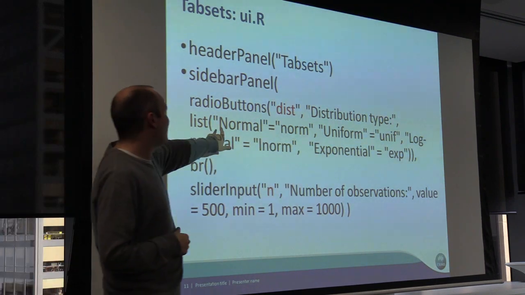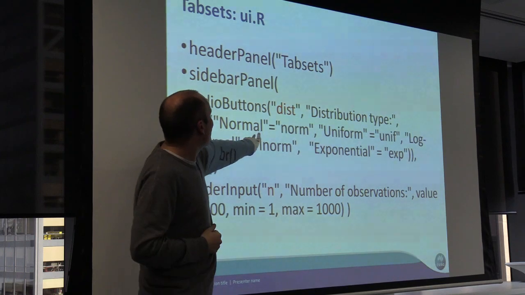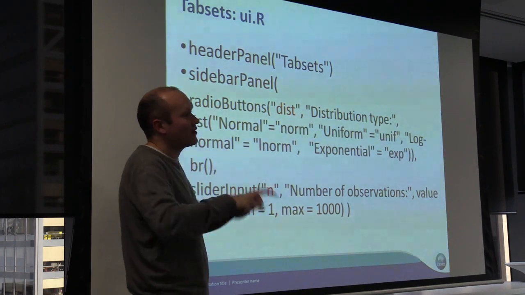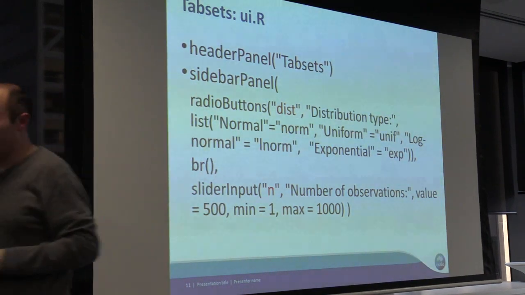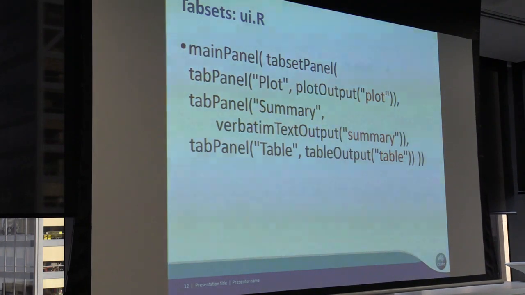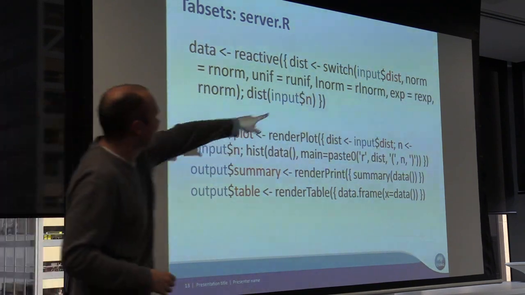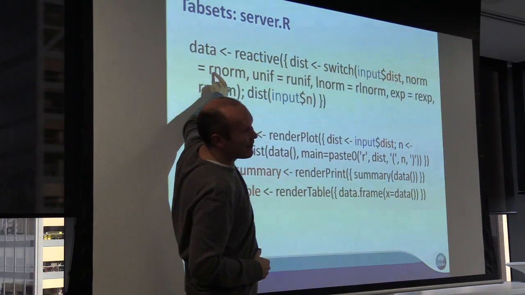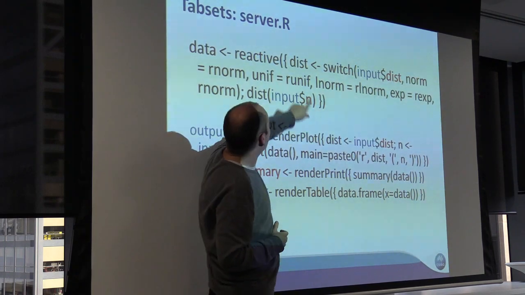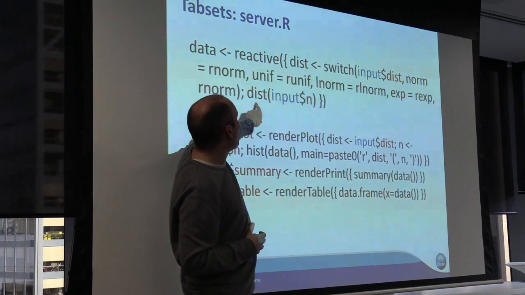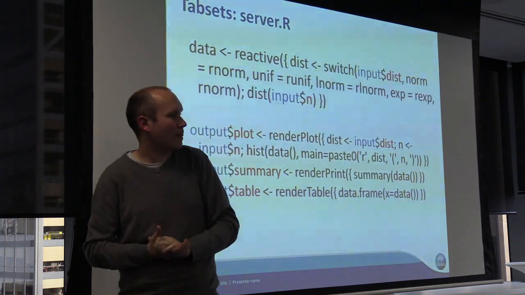Yeah, so this thing, excuse me, I'm losing my voice. So, for example, where it says Normal there with the capital N, that's what actually appears in the web browser. And that relates to this string norm here. And then, in turn, that's relating to this norm here, which then relates to this rnorm here. Okay. So then dist would become the function rnorm, and then you would call rnorm on that. The dollar dist selects the actual.